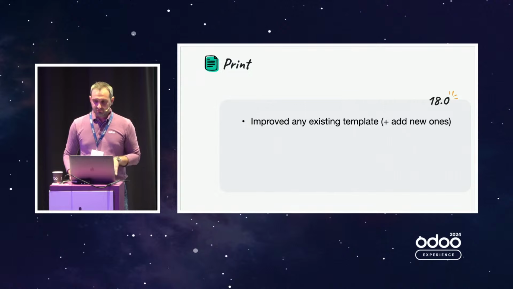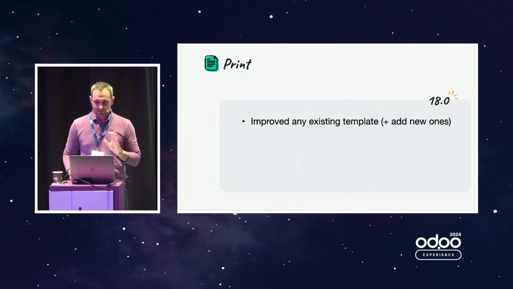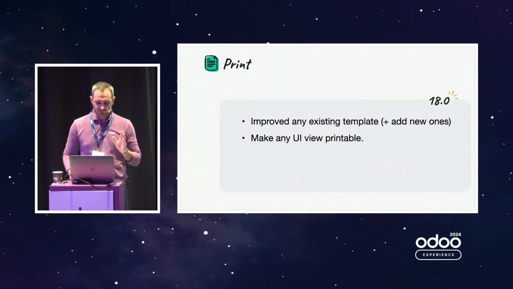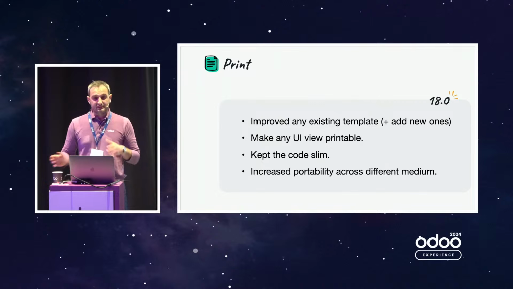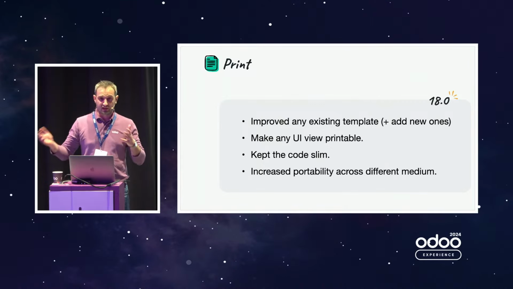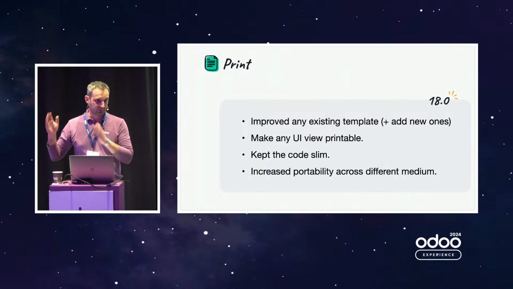So for print, we improved any existing template, and we added the new ones. We made the new UI views printable. We kept the code slim. And we increased portability across different media, because now if you want to bring some data to a meeting and you have no time to create a report, you can just print a view and it's done.